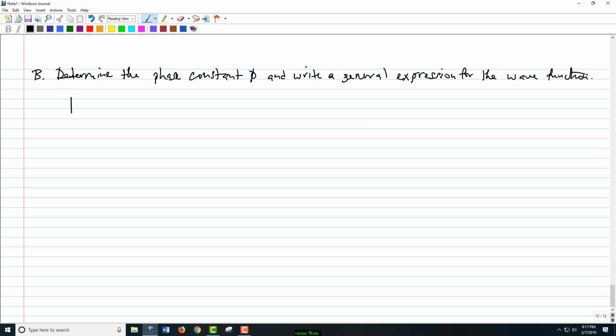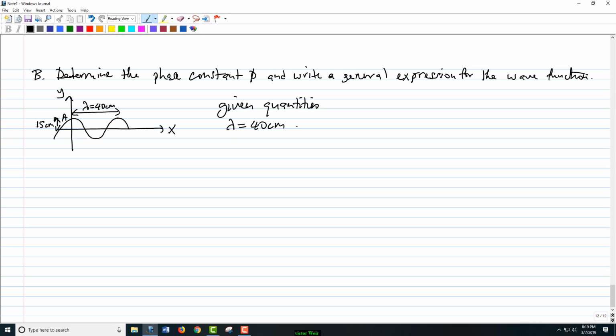Let's start off by drawing a diagram of the wave. This is x and that's y. And so the wave shown is this wave here. So we know the wavelength is 40 centimeters. The amplitude A is 15 centimeters, so that's the distance from here to here. And before we get into the solution, let's write out the quantities that we know. So wavelength is 40 centimeters, amplitude is 15 centimeters, frequency is 8 hertz.